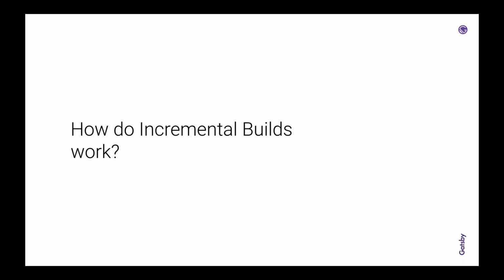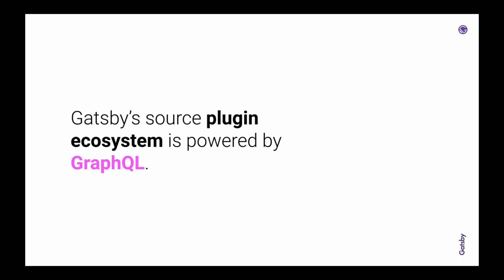You've talked about these terms like incremental data fetching, incremental building, diffing the content model. How does this behind the scenes actually work? So as many are aware, if you've used Gatsby, you've almost certainly used a source plugin. And so Gatsby's source plugin ecosystem is powered by GraphQL. And so what happens is that you use a source plugin. The source plugin is effectively agnostic to anything. It can be local markdown files, it can be remote CMS like WordPress or Contentful.